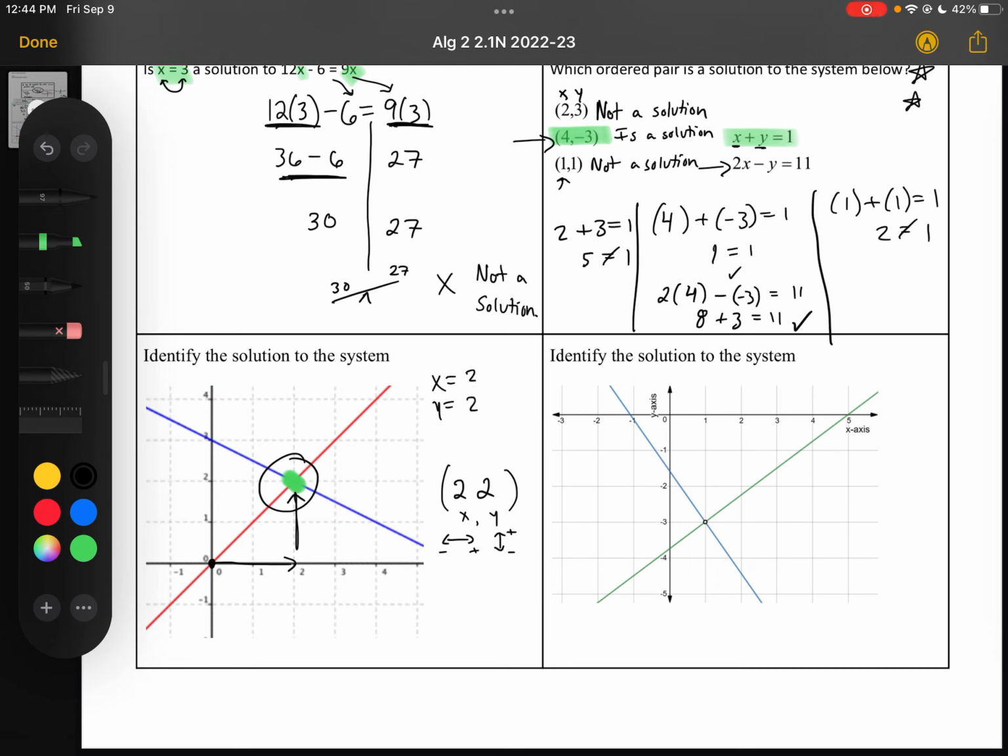So I'm going to ask you to do the same thing for the second one here. Tell us xy ordered pair, x comma y. Where do these two lines intersect? What is our solution to this system? So go ahead and answer that now.